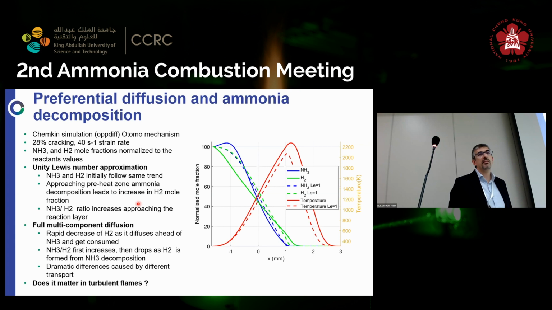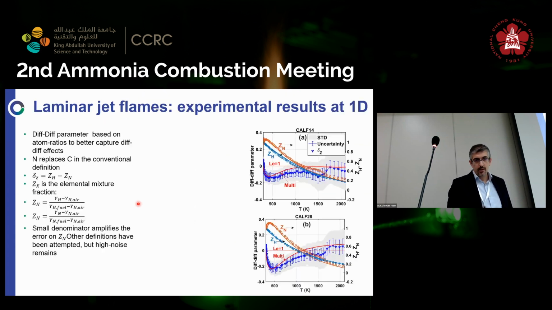So does it all matter in turbulent flames? Let's use a better definition of differential diffusion rather than looking just at ammonia and hydrogen. Let's look at the elemental mixture fraction. So we're following the N atoms and the H atoms. If hydrogen diffuses, we see an increase in the elemental hydrogen mixture fraction independently of whether it's reacting or not. So these are results for the laminar flames.